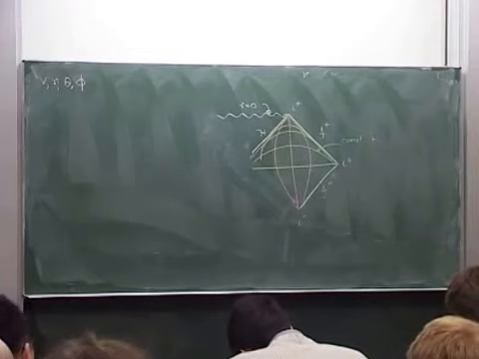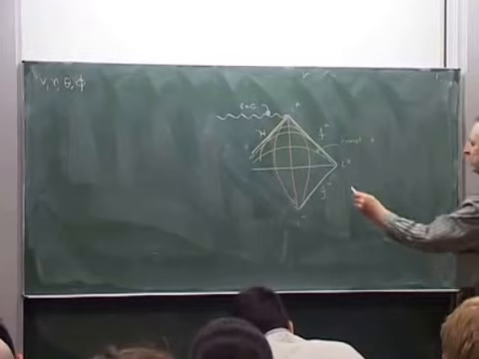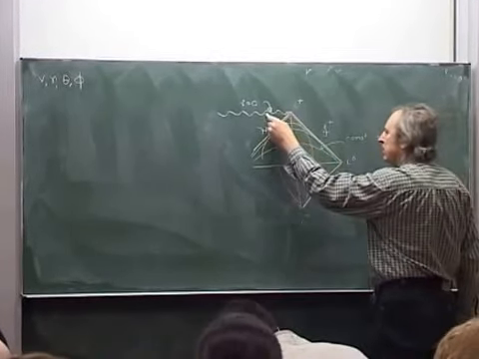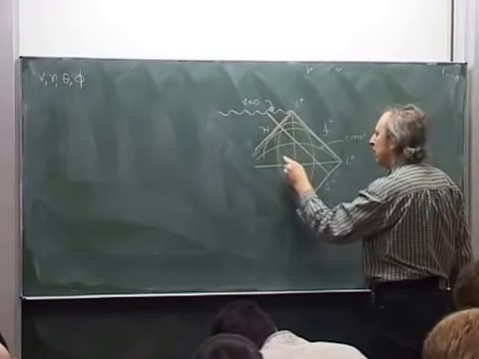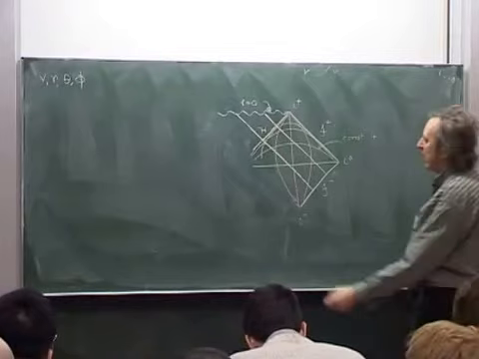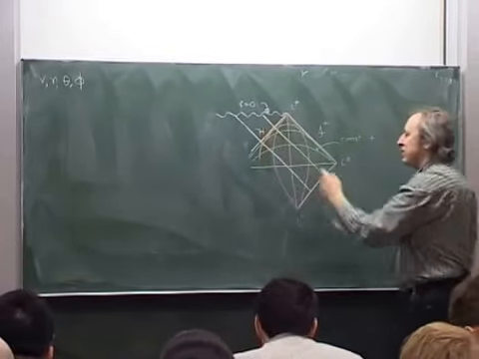Finally, if I draw lines of constant advanced time v, then those will just simply be straight lines. They are null curves in this picture, and they go like this. So this encompasses the fact that you cannot see inside this region.